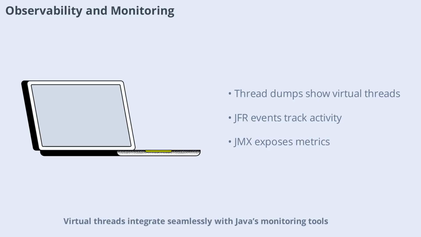Virtual threads integrate seamlessly with Java's monitoring tools. Thread dumps show virtual threads, JFR events track their activity, and JMX beans expose metrics. This observability makes it easy to monitor, debug, and optimize applications using virtual threads, ensuring robust performance.